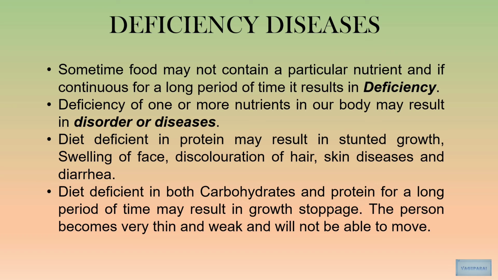We all know what is balanced diet, and suppose the food that we take in misses one type of nutrient for a long period of time, that might result in a disease or a disorder called as deficiency. For example, if protein deficient food is being taken, it results in stunted growth, swelling of face, discoloration of hair, skin disease and diarrhea. Diet deficient in carbohydrates and proteins together might result in growth stoppage. Sometimes we are unable to move our limbs.